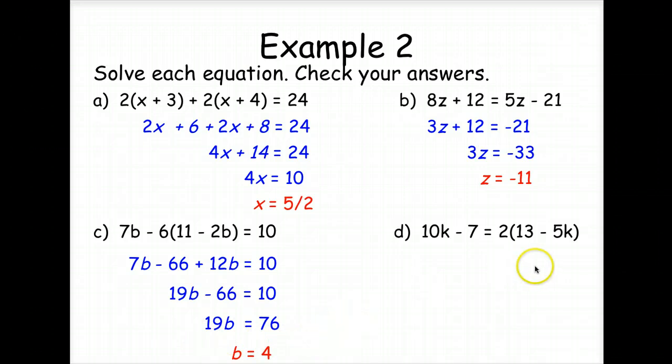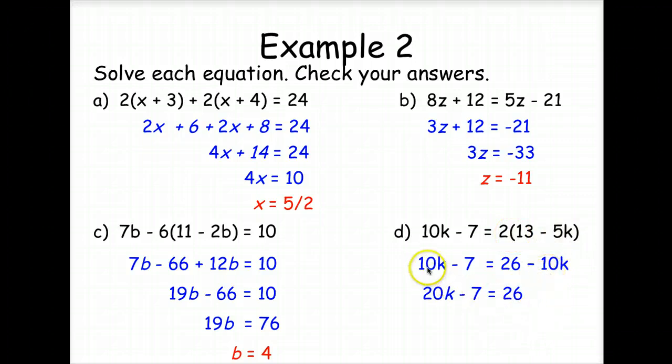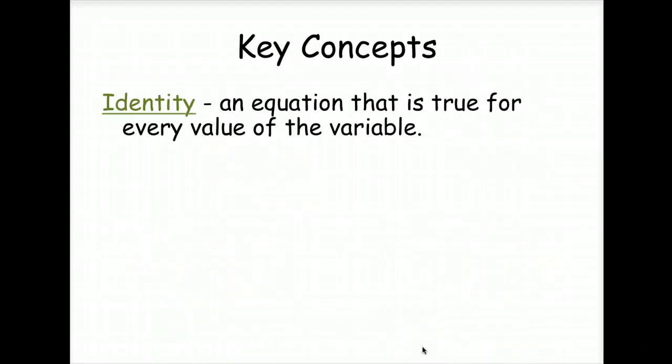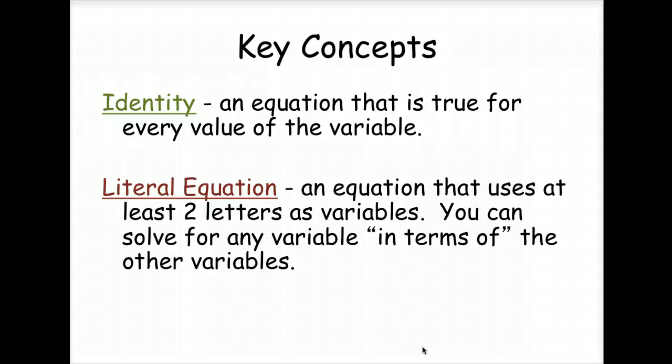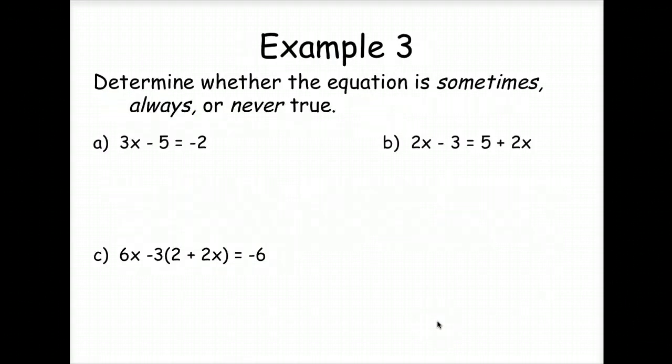Very good. Finally, distribute the 2 across the parentheses. Add 10k to both sides, add 7 to both sides, and then divide both sides by 20. There are other key concepts with this lesson. Identity means that an equation is true for every value of the variable, and then there's a literal equation. It's an equation that uses at least 2 letters as variables, and we can solve for any variable in terms of the other variables. So like when there's an x and a y, or an a and a b in one equation. Let's see what that looks like.